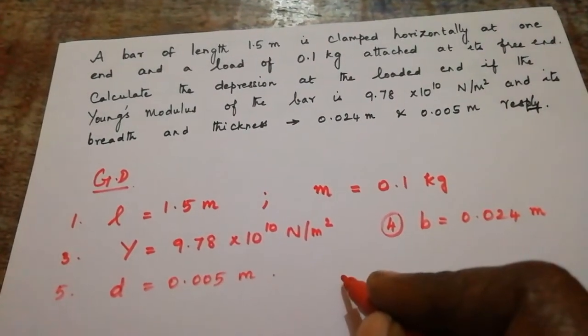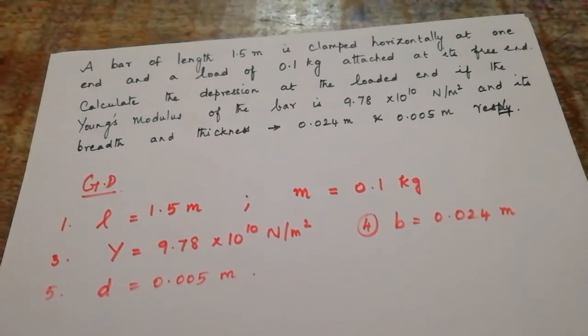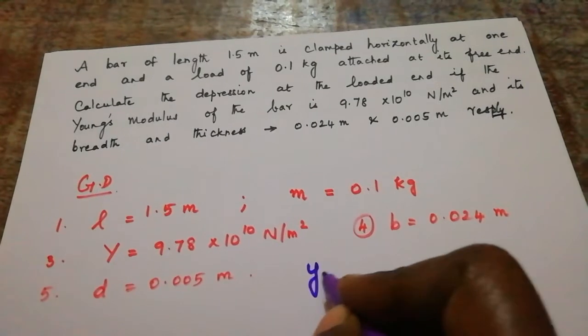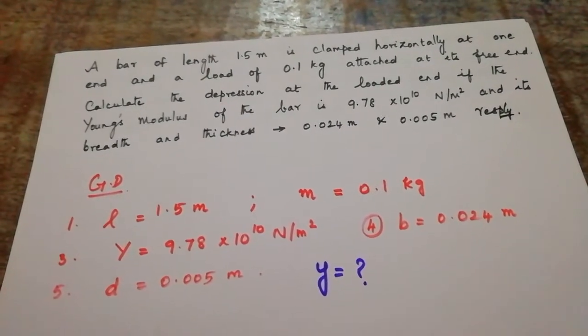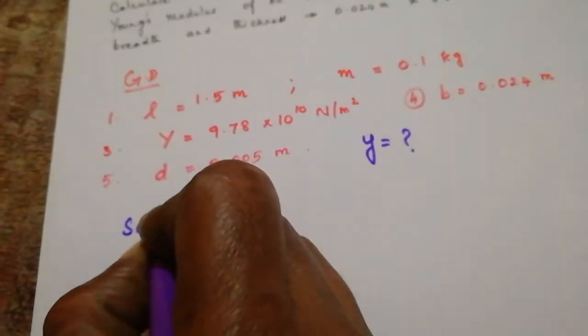So the parameter to be determined is the depression at the loaded end. Depression y is equal to, we are going to solve it. Solution.